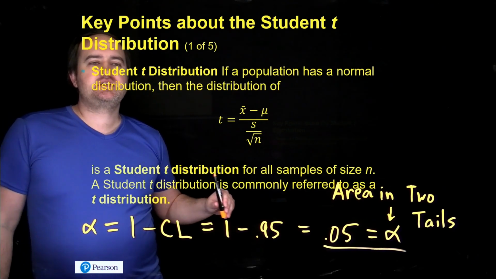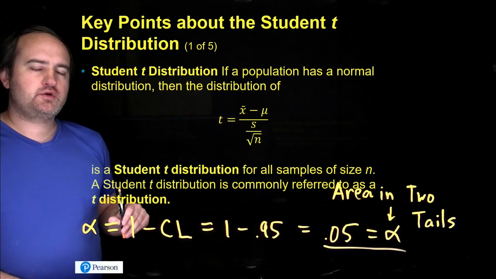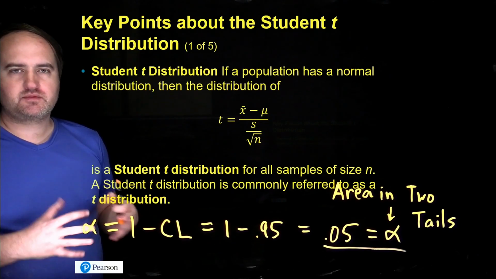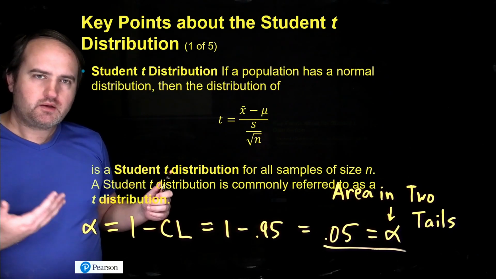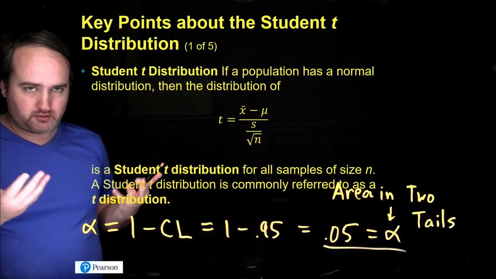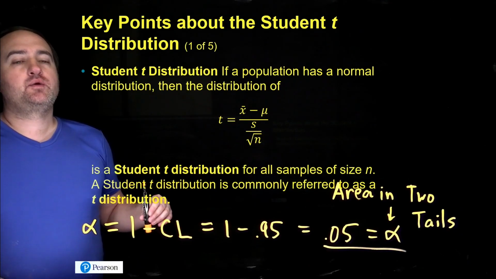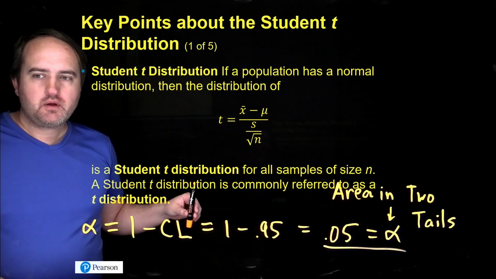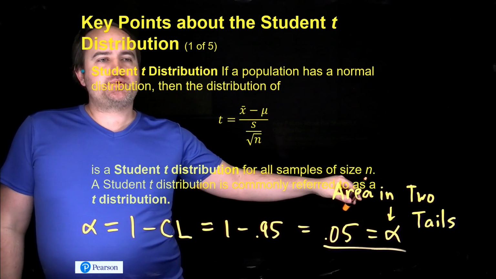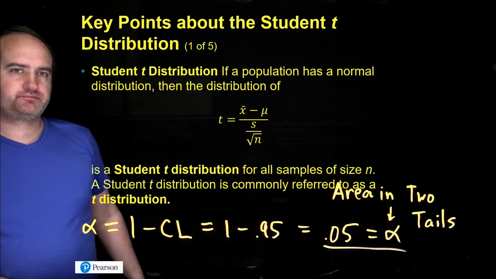This is a student t distribution. Student doesn't have anything to do with anything. It's just a name. It doesn't mean that you're a student for using it. Lots of professionals use this distribution all the time. It's for teachers, it's for students, it's for scientists. Anyway, the student t distribution is for all samples of size n.